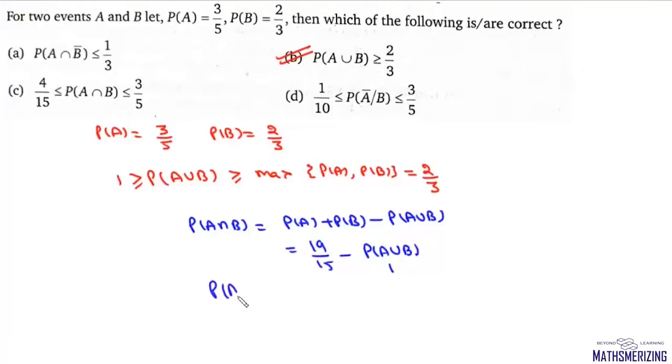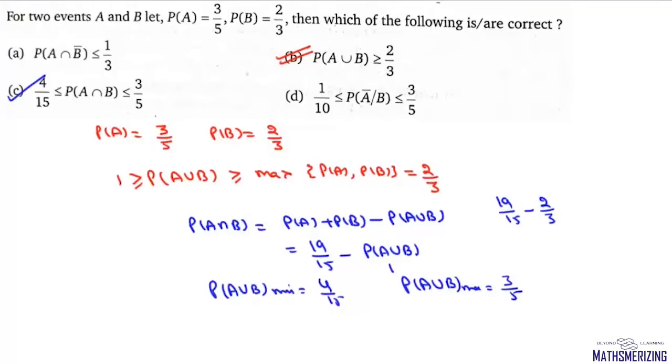So the minimum value of P(A intersection B) is 4 by 15, and we'll get its maximum value when A union B is minimum, which is 2 by 3. So 19 by 15 minus 2 by 3 will be simply 9 by 15, which is 3 by 5. So that means this option C is also correct.